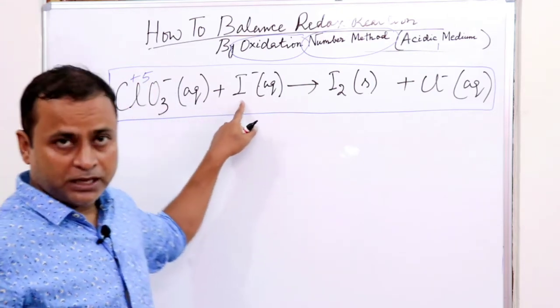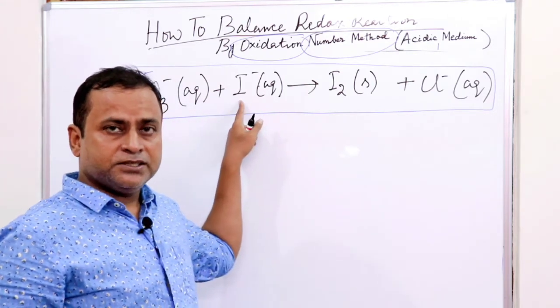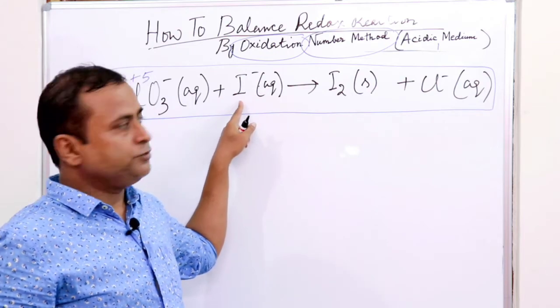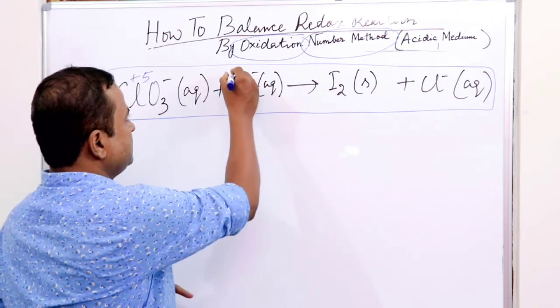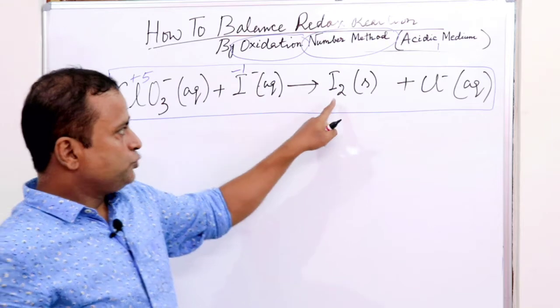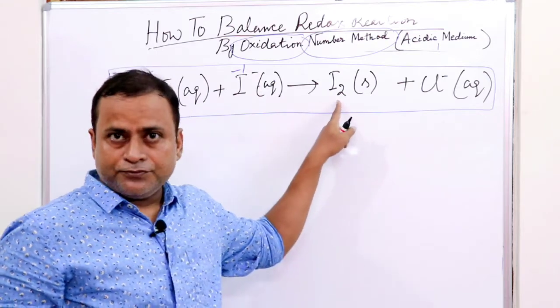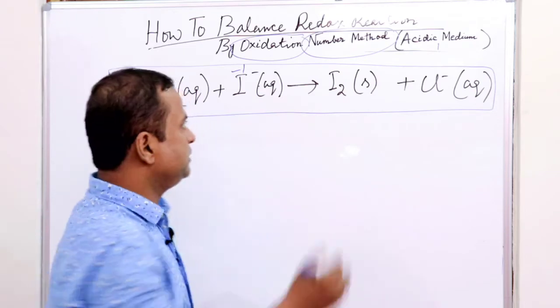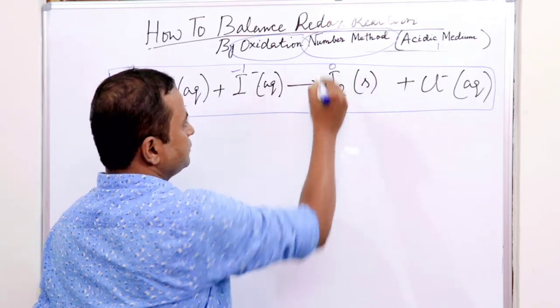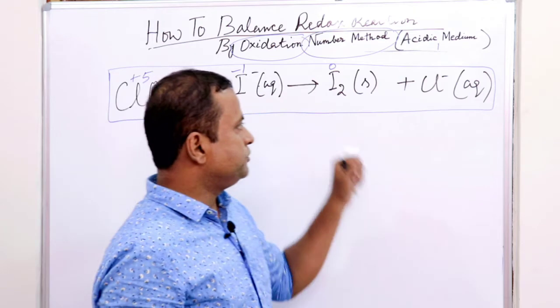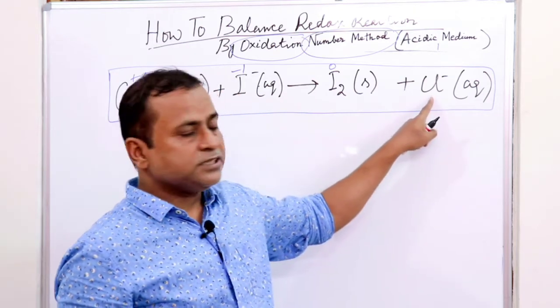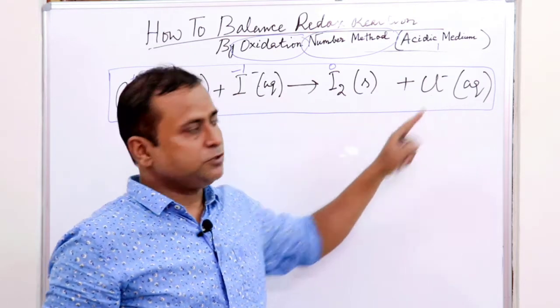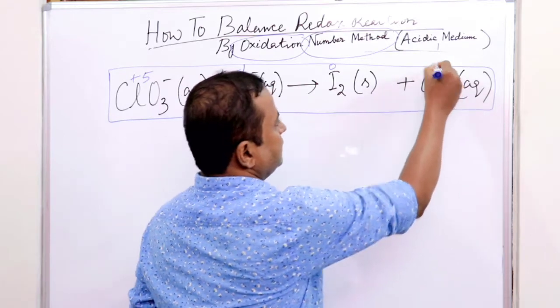Now iodide, it's a charged species here, so its oxidation number will be equal to the charge, that is -1. Let's come to the iodine molecule. It's a free species, so I2, obviously a free molecule, its oxidation number, not charge, will be 0. Come to Cl minus, it's a charged species, its oxidation number will be equal to -1.